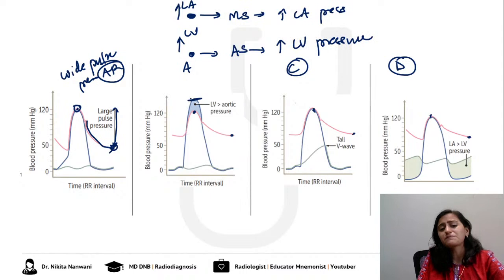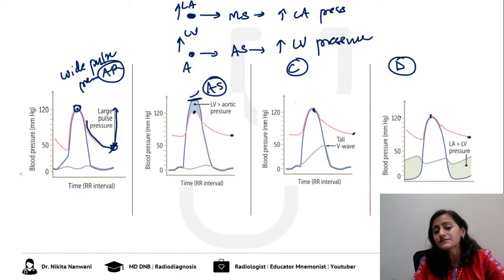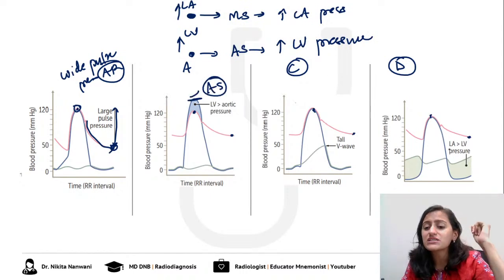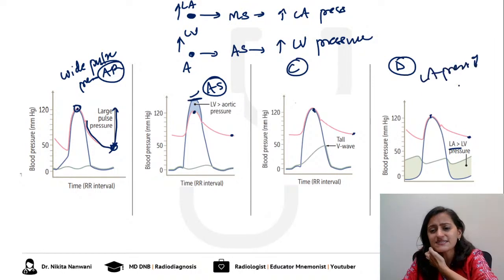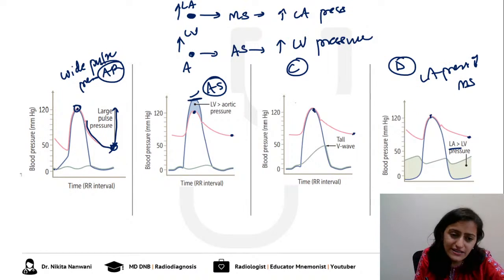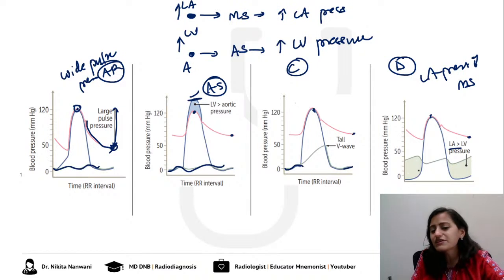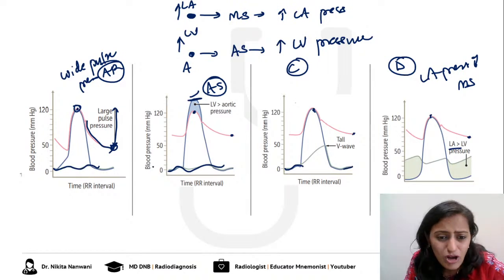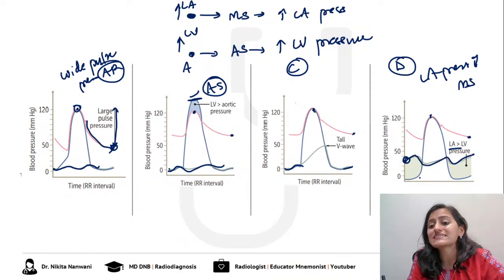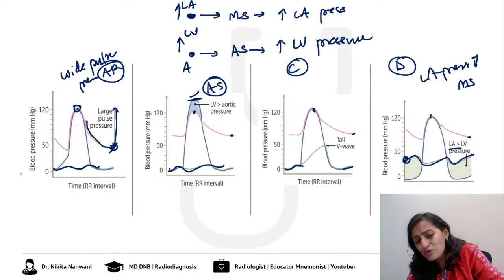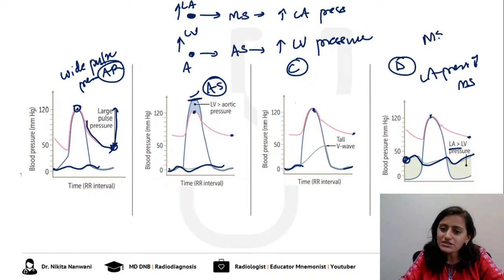When the left ventricle pressure is more, it is aortic stenosis. When the left atrial pressure is more, that is mitral stenosis. Look at the normal left atrial pressure, here it is almost 0, between 0 and 10. Here it is at the level of 30-40. That means the left atrial pressure is increased. Okay, it is throughout increased. So this is mitral stenosis.